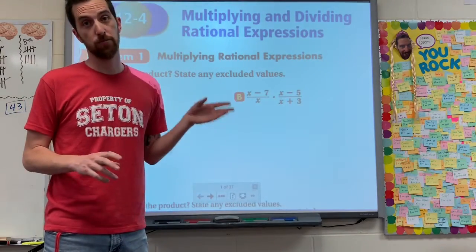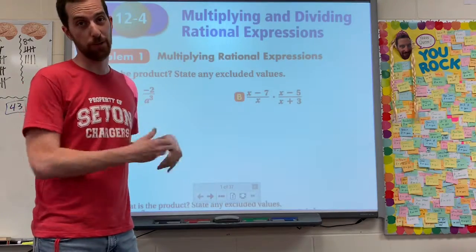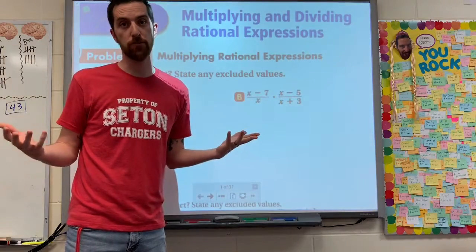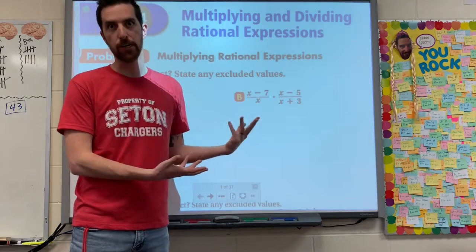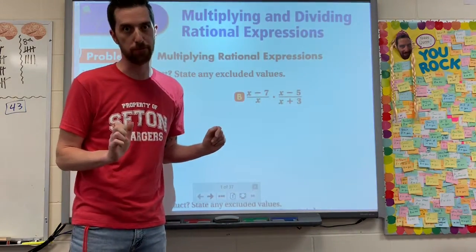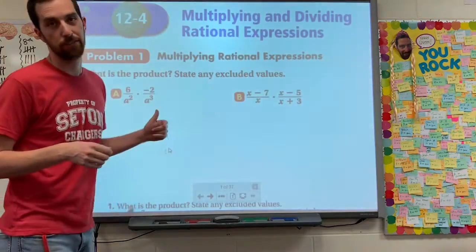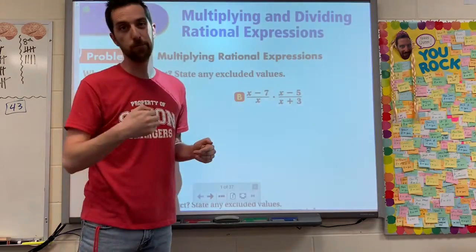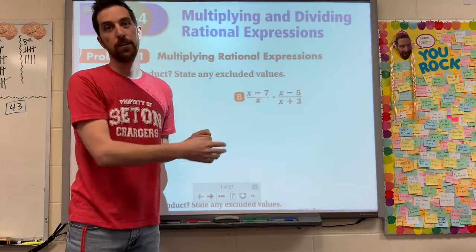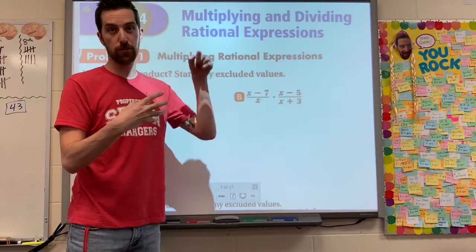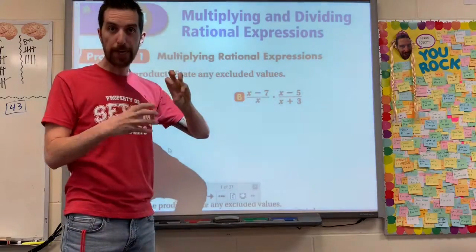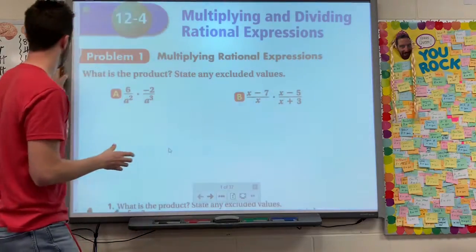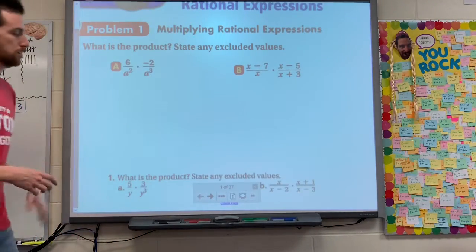We're gonna practice this. Remember our exclusions from before. Denominators can never equal 0, so you have to always make sure you state your exclusions. What would make the denominator equal 0? What would cause problems for us? Today we're gonna be multiplying and dividing these things. So remember, when you multiply fractions, you just multiply across the numerator and across the denominator. When you divide fractions, you keep the first, change division to multiplication, and then you use the reciprocal of the second fraction.